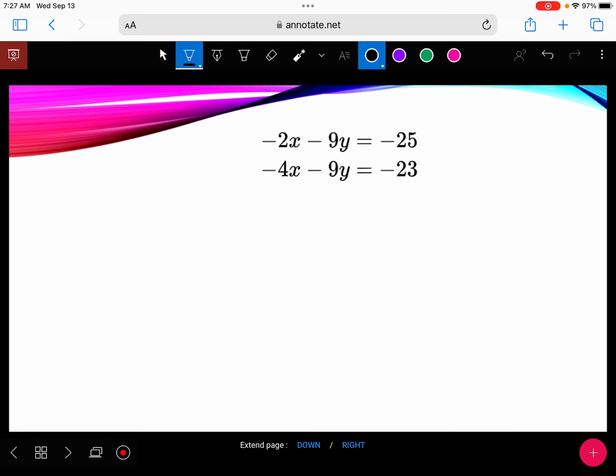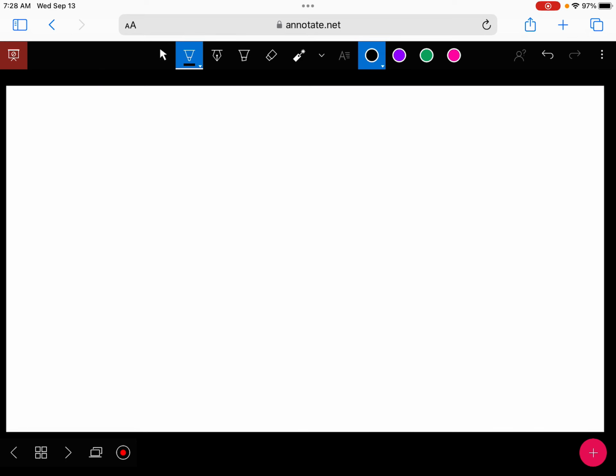So things like this are why we have elimination. I have negative 2x minus 9y equals negative 25, and negative 4x minus 9y equals negative 23. It's really close to being set up perfect, real close to being perfect for elimination. My y's, again, have the same number, but they don't have the opposite sign. Oh, hello. What's going on there, screen?